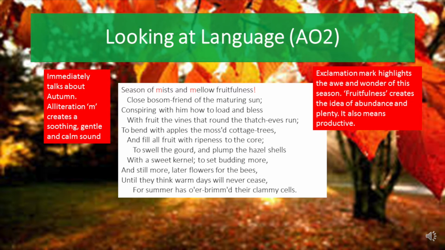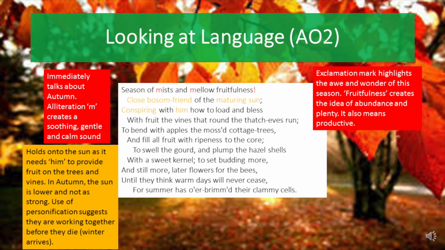And this idea of fruitfulness does create the idea of abundance and plenty, but it also means productive as well. So it is a season of being productive. Whether it helped Keats be productive in the way that he was writing, it's the idea that autumn itself is productive, it's full of abundance. It's quite a nice word to use, that.